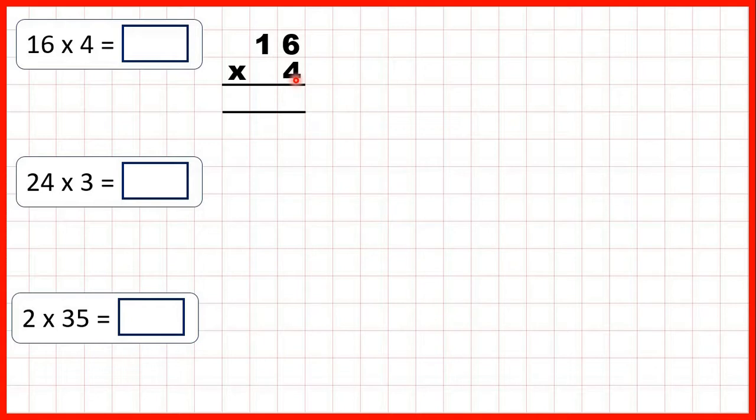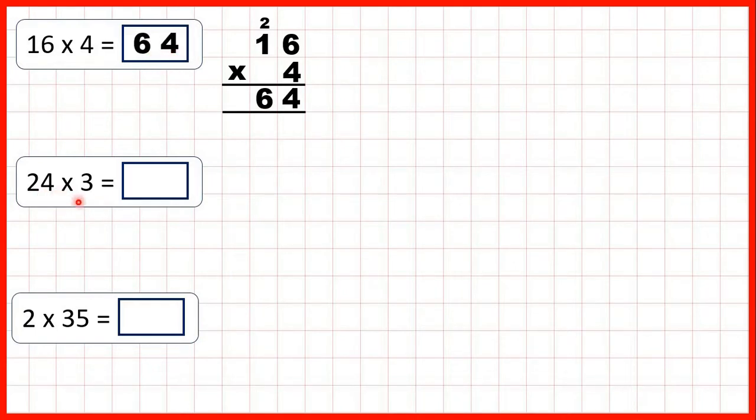But because 24 is a 2-digit number, we need to write our first digit above the next place value column along. So 6 times 4 is 24, so we write that 2 above, and the 4 below. Now we move on to our tens digit. 1 times 4 is 4, but what we need to do now is add the 2 that's on top. So 1 times 4 is 4, plus 2 is 6, so our answer is 64.